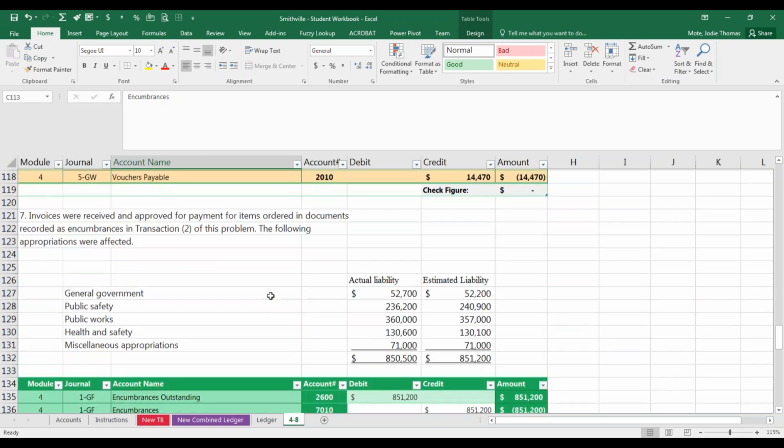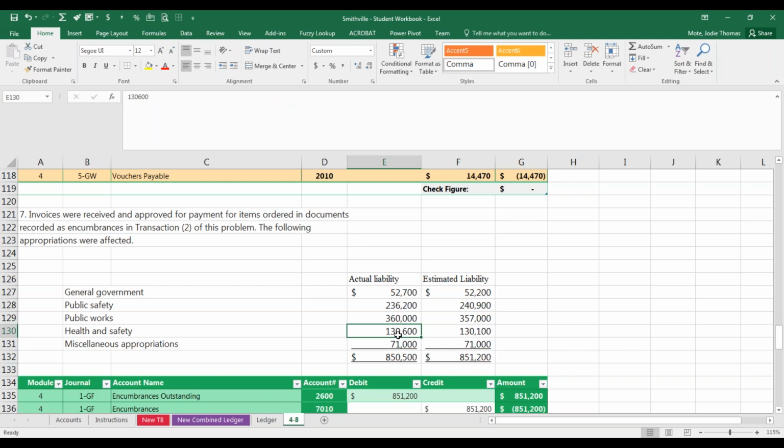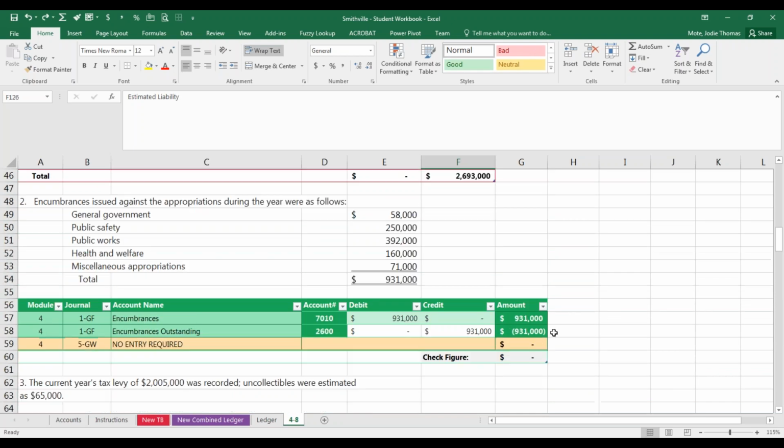Number 7, invoices were received and approved for payment for items ordered and documents recorded as encumbrances in transaction 2 of this problem, the following appropriations are affected. All right. So it doesn't specifically tell you this, which is a little confusing to me, because if it's possible to have an estimated liability of $71,000 in translation here, this is encumbrances. This is what you've had as your encumbrances already recorded up top, right? Let's go up there and make sure. 851,200.